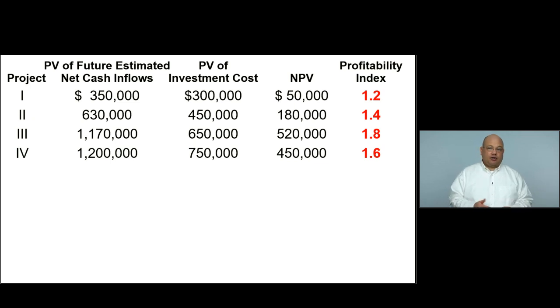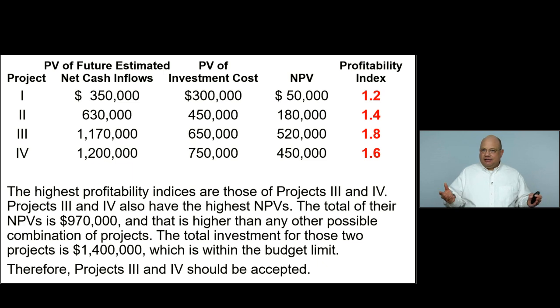So project 3 has the highest profitability index and the highest net present value. The next highest profitability index is project 4, and it's also the next highest net present value. And so the highest profitability indices are 3 and 4. They also have the highest net present values, and so that's where we're going to invest. Those are the first 2 investments we're going to make, and those 2 investments are $1.4 million. So we can make those 2, but we can't make any other investments.